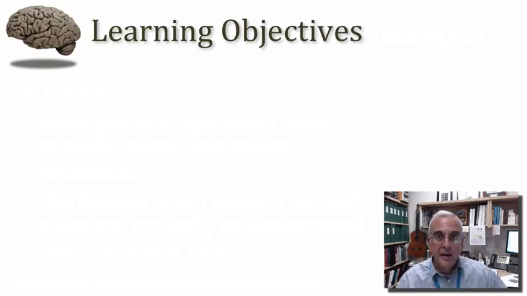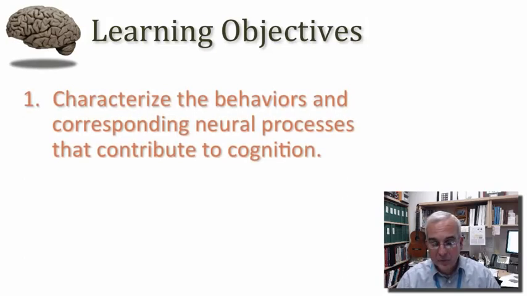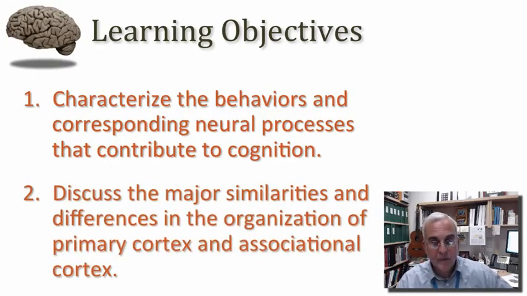the course. And as we turn now to the associational cortex, in broad overview, my learning objectives for you are to be able to characterize the behaviors and the corresponding neural processes that contribute to cognition. And secondly, I want you to be able to discuss the major similarities and the major differences in the organization of what we will call primary cortex, that is primary sensory, primary motor cortex, and the associational cortex.